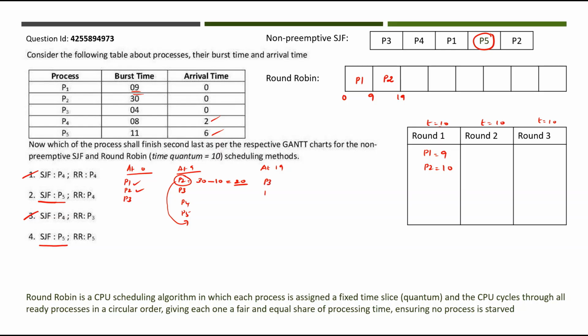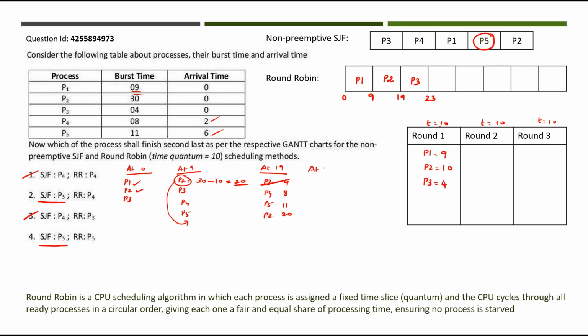P3 will be standing first, P4, P5 and then P2 will be joining here with 20 burst time. Now what is the burst time of P3? It is 4, P4 is 8 and P5 is 11. Now let's go for the next process, that is P3. P3 has 10 time quantum, but what is the total burst time? It is 4. Since it is having only 4, 19 plus 4 will give 23 and P3 will complete execution.